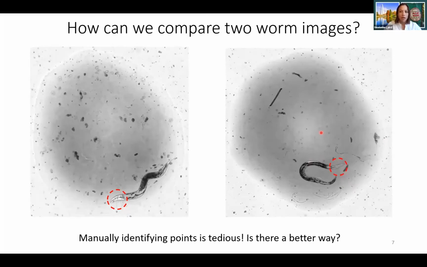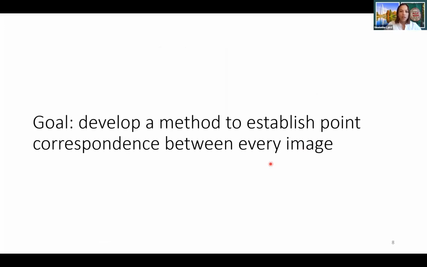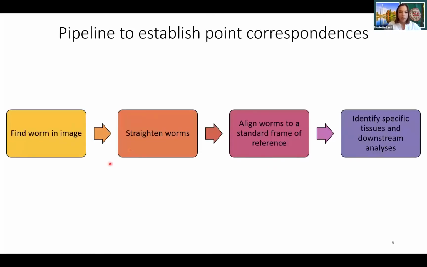The main question and goal that I was trying to address during my time as a graduate student was, we need to develop a method to establish point correspondence between every single image. What I ended up doing was creating this pipeline. It's a fully automated pipeline that allows us to make these point correspondences. First, we have to find the worm in the image. We have to straighten the worm to account for any positional variation. Then we align the worms to a standard frame of reference to account for any internal individual variation. And from there, we can do a variety of different downstream analyses.